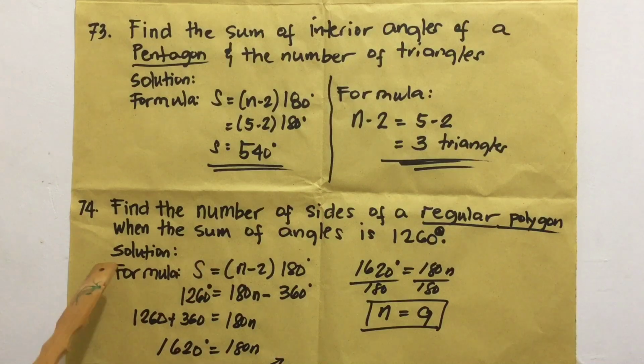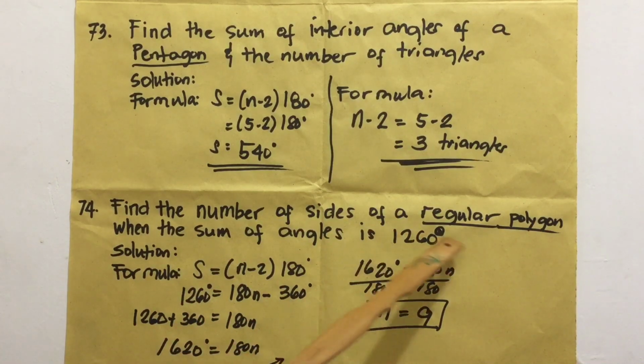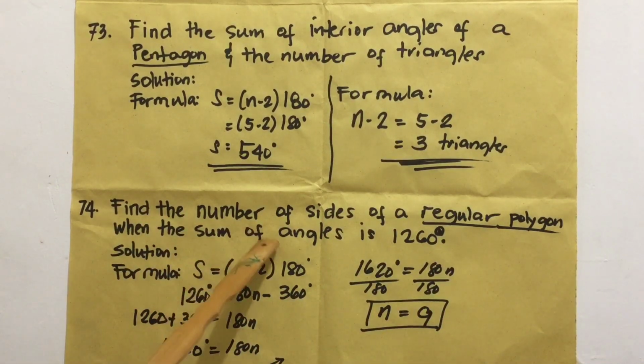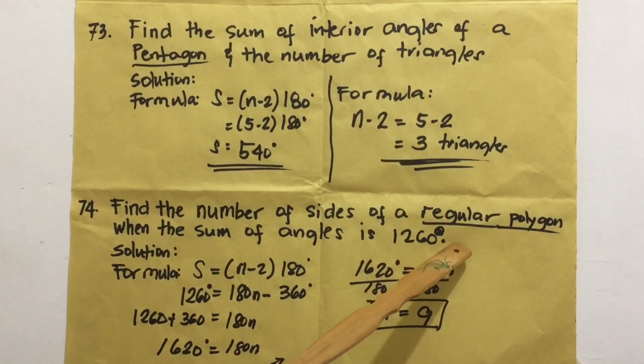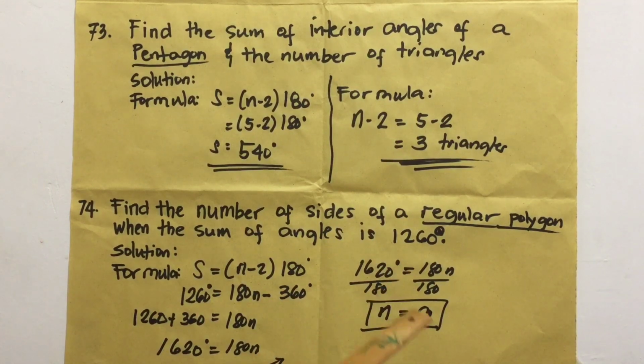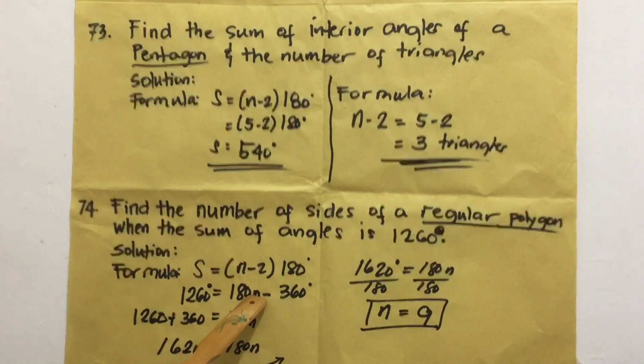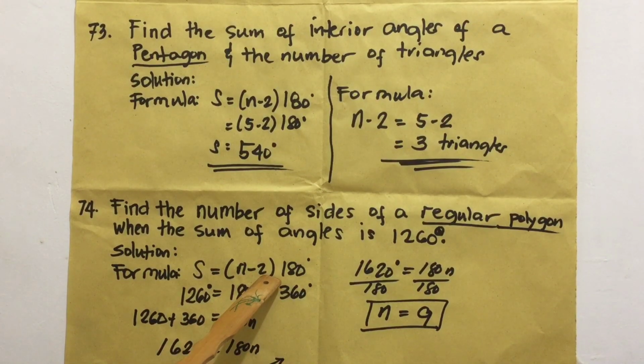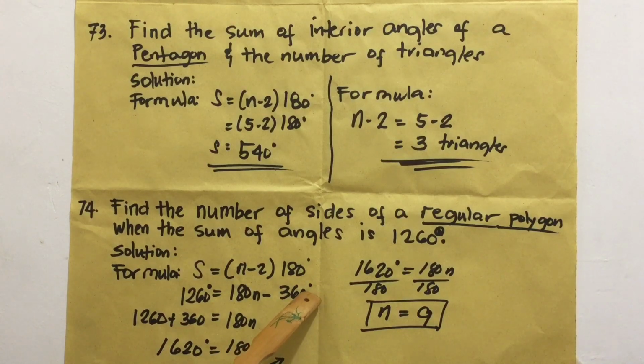Next, 74. Find the number of sides of a regular polygon when the sum of angles is 1260 degrees. When it's a regular polygon, the sides of the polygon are equal. Then the formula: sum equals n minus 2 times 180. And the sum given is 1260 degrees. And we have to simplify this. Multiply 180 to n equals 180n. Then 180 times 2, we have minus 360 degrees.